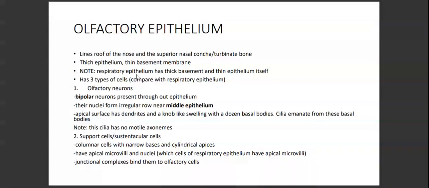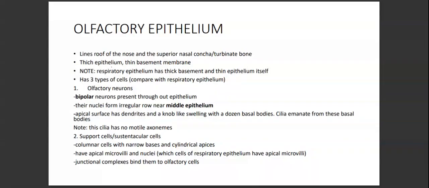So note that the respiratory epithelium has a thick basement membrane and a thin epithelium itself. As opposed to the respiratory epithelium we looked at recently, the olfactory epithelium has three main types of cells instead of five. So compare with the respiratory epithelium. You can compare these cells as we talk about them.